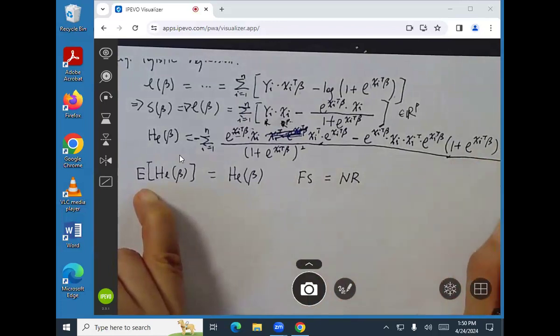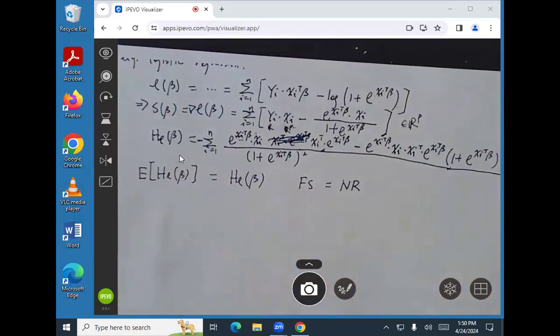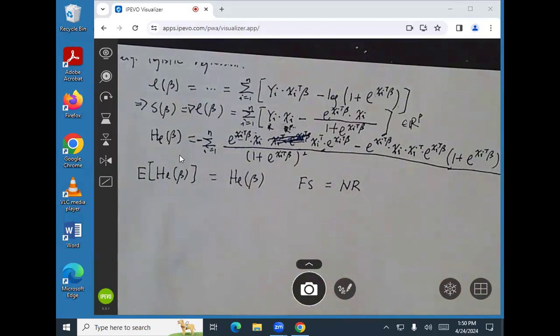Okay, so that's how we finish here. In this class, we just finished talking about Fisher scoring. The two key concepts I hope you can understand now: one is the score function, which is the gradient of the log likelihood. The other is the Fisher information, which is the negative expectation of the Hessian of the log likelihood.